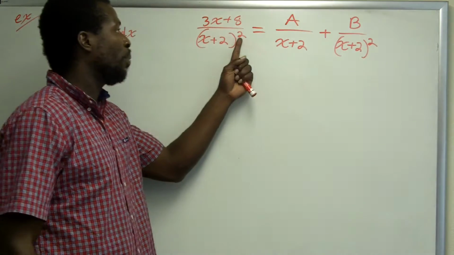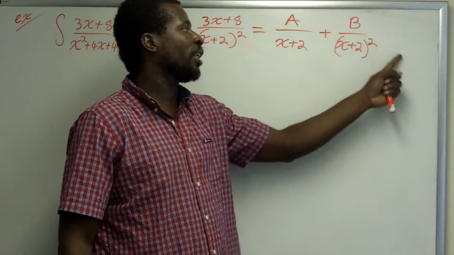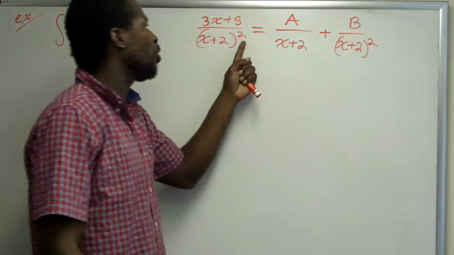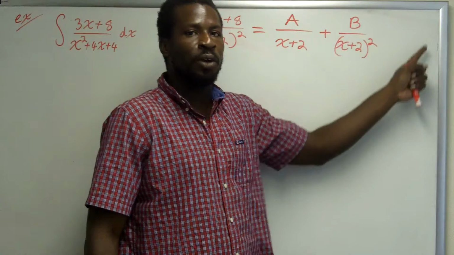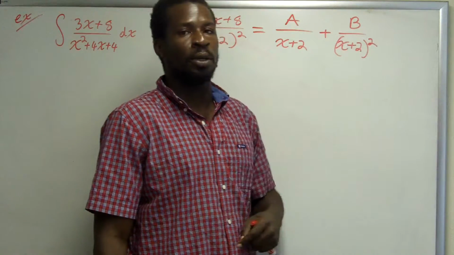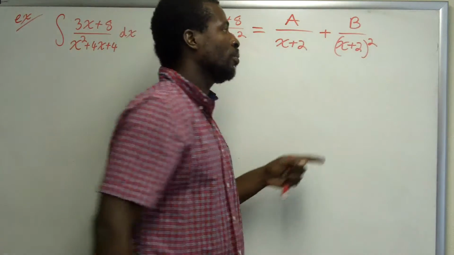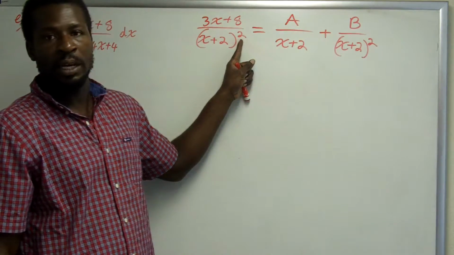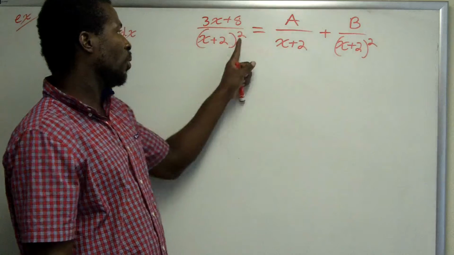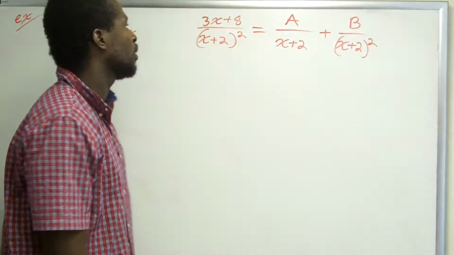Now, if this were a third power, I'd put plus C over (x plus 2) cubed. If this were a fourth power, I'd put plus D over (x plus 2) to the fourth power. So you keep adding terms until you reach the power that is the number of times that it repeats. This one only repeats twice, so I only need these two terms.